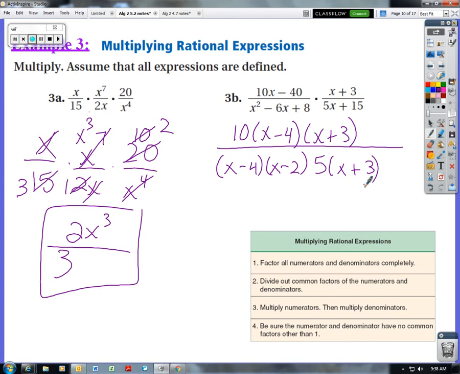Then we get to cancel. That's the fun part. The x minus 4's are gone. The x plus 3's are gone. 5 will go into 10 twice, and we end up with 2 on top and x minus 2 on bottom. And they say assume all expressions are defined, so they're not asking us to say where it's undefined.